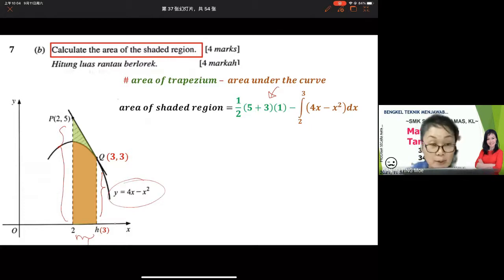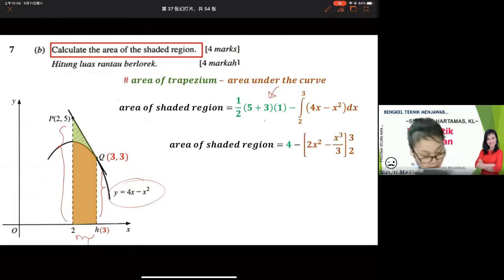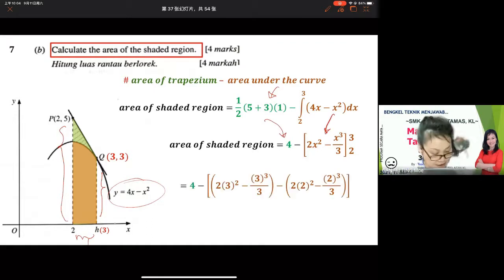Now the problem is how good you are in your integration. By talking, by saying, if you fail in your working, fail. Okay, now, then you work out. You work out, this is the value, and this is how you integrate, right? Then you sub the upper limit and the lower limit into the equation. This is upper limit, and this is lower limit.